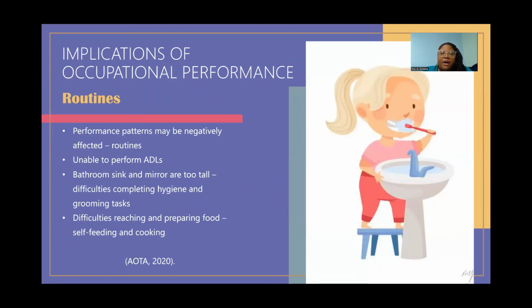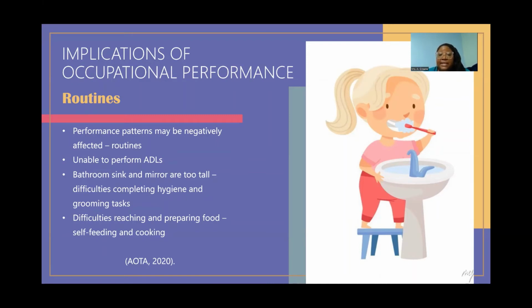The last area of implication of occupational performance that is affected is their routines. So performance patterns, their routines, may be negatively affected because they are unable to perform ADLs. So in the case of our patient, her bathroom sink and her mirror are too tall because they are in her house for her siblings.